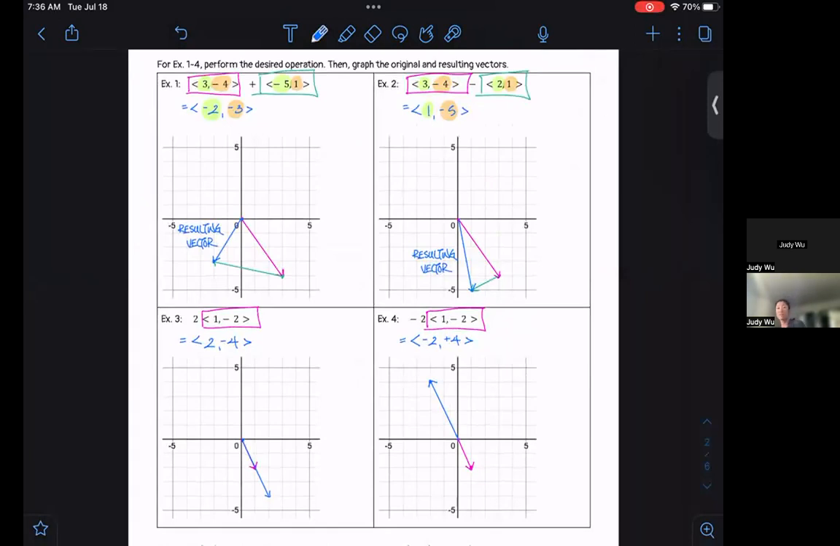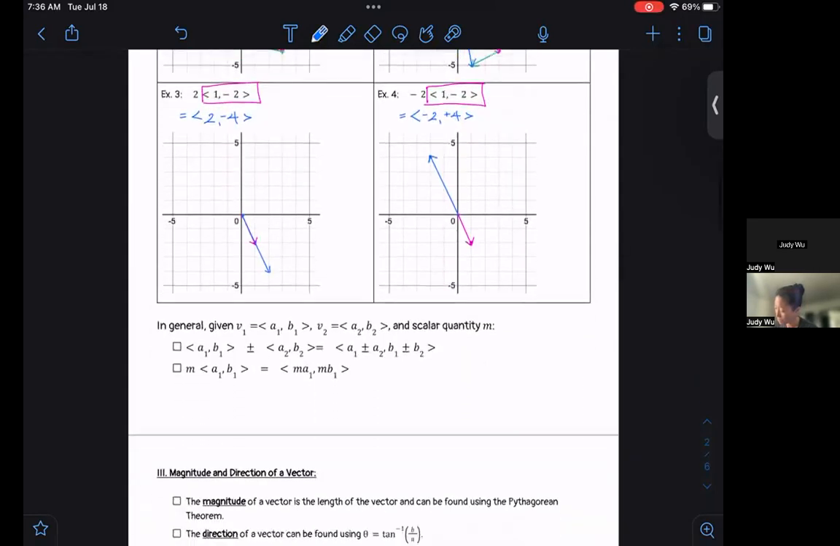So addition works the way you want it to. Subtraction, you go in the opposite direction. Scalar multiplication works the way you want it to. And if you have a negative, it means it goes in the other direction, okay?